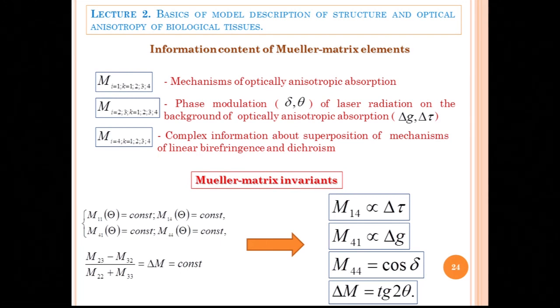This one, M44, is connected directly with the phase of the linear birefringence. And this one, delta M, is a combination of elements: the difference and the sum of diagonal elements. It is connected with the tangent of 2 sigma, it's a circular birefringence.